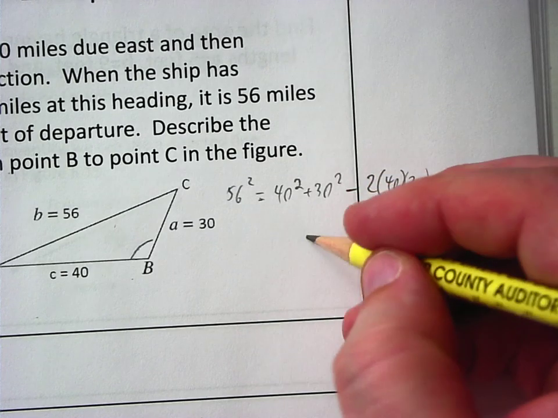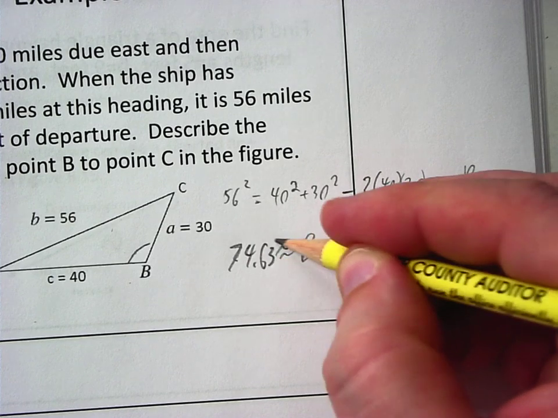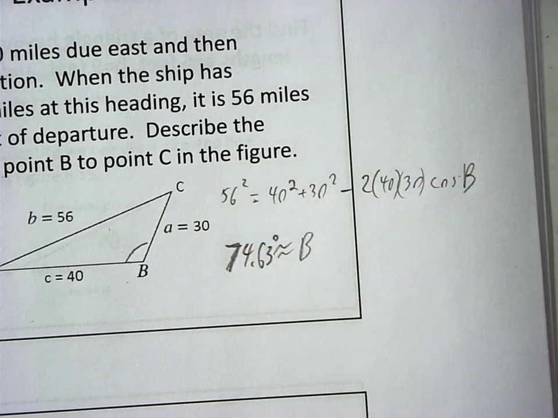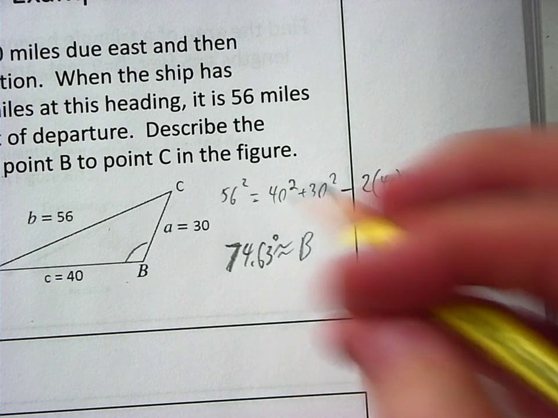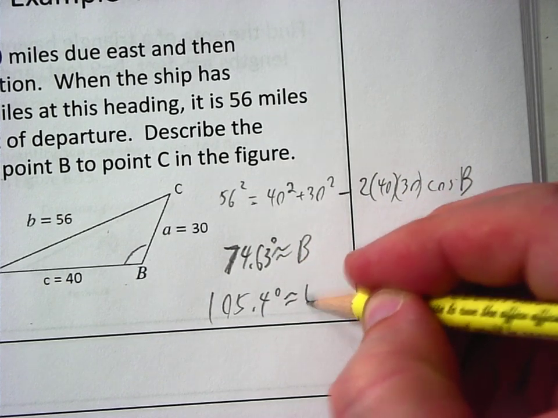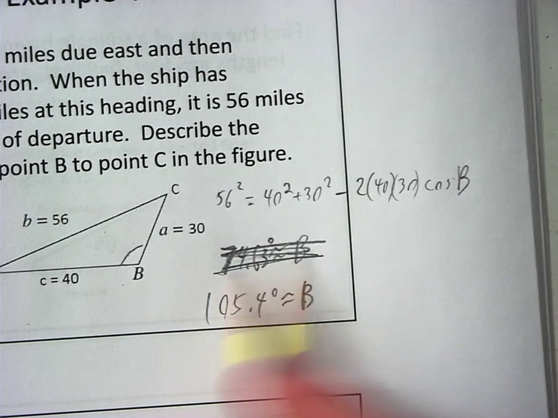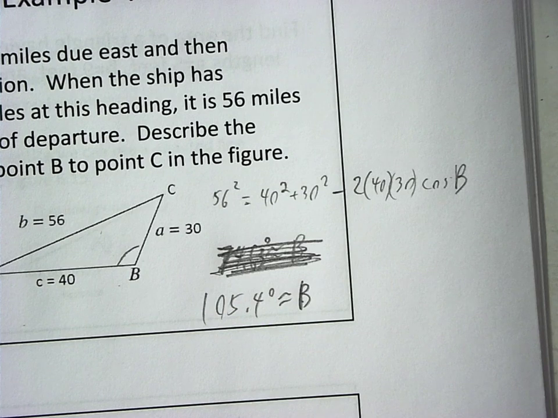Anybody else get that? Yep. 74.63 degrees. That's not right. I got 105.4. Oh wait, why am I so stupid? What caused you to get 74.63? I messed up. How? A negative sign. Oh yeah, because you're dividing by a negative, you dropped the negative. Yep, 105.4 degrees for that.